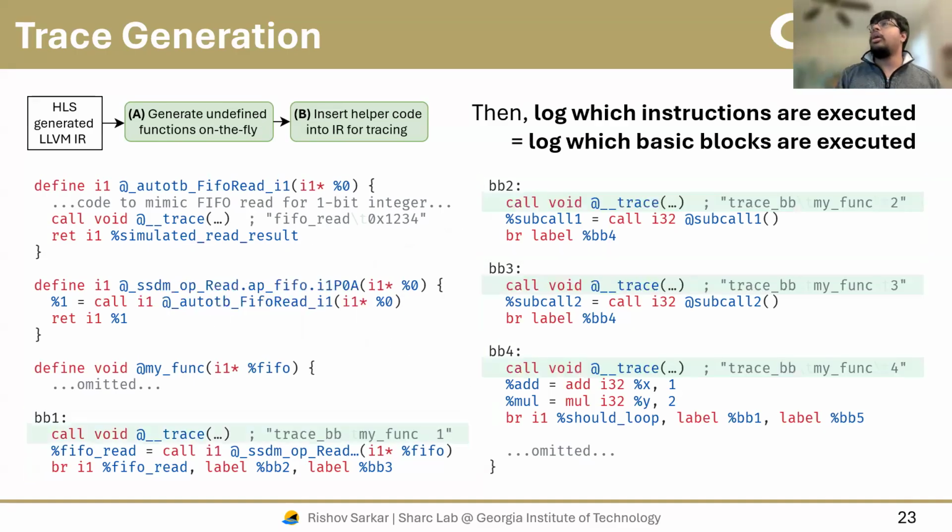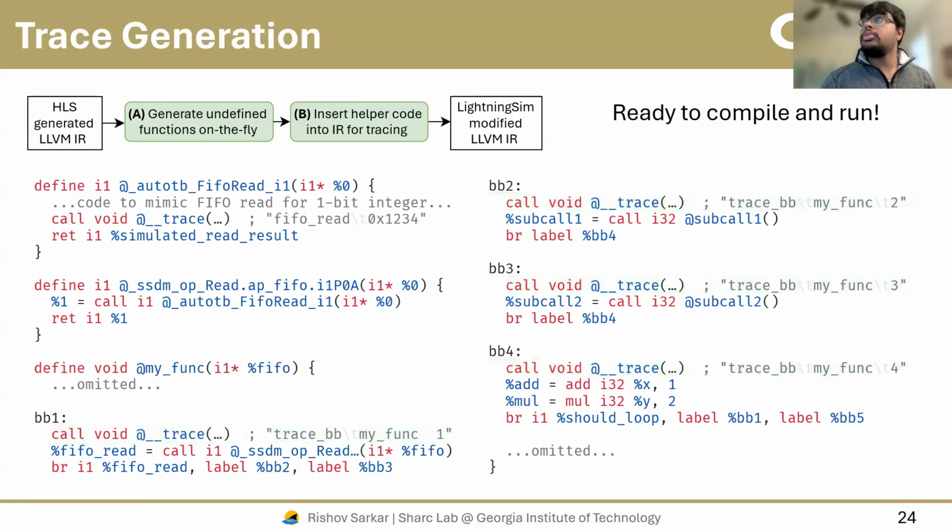So we just add these tracing calls, essentially print statements, to each basic block to let the system know which instructions were executed. Now, if there's a conditional, only the basic blocks for the if part or the else part will be logged, and not both. Or if we have a loop, we'll have the same basic blocks logged over and over, as many times as that loop ran. At this point, we are ready to compile and run this LLVM IR.